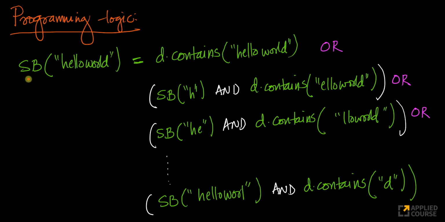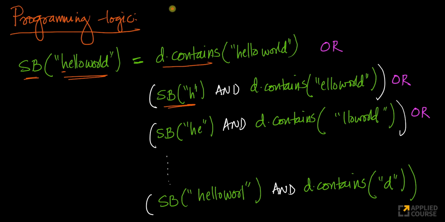Okay, so let me break this down and explain it piece by piece. Let's assume I have a recursive program like this. My recursive program is string break of hello world. Then how do I answer this question? I say, if the dictionary contains, so d dot contains basically means, does the dictionary contain the string hello world? If it contains, I'm done. Or, look at this, this is logical or. If the dictionary contains hello world, problem is solved. Or the second option here is I'll solve the subproblem with just the first word. Look at this. This is one way of writing the programming logic, right?